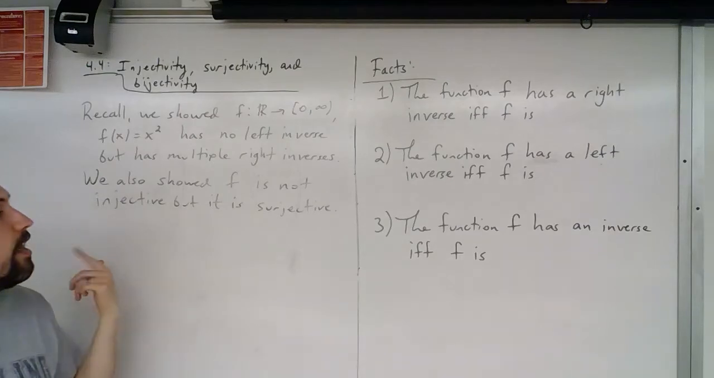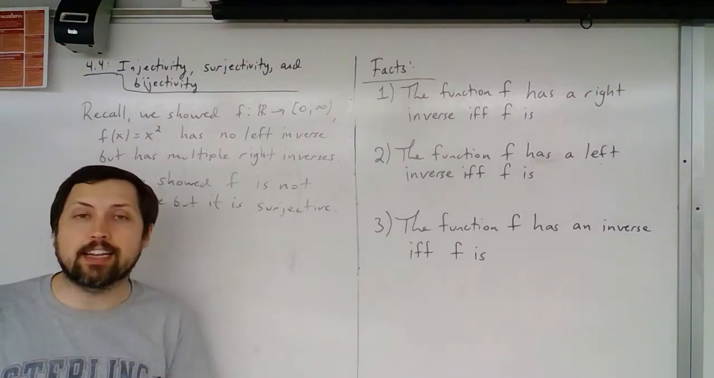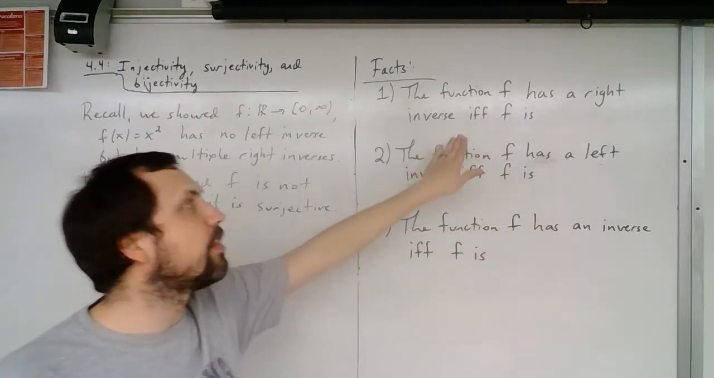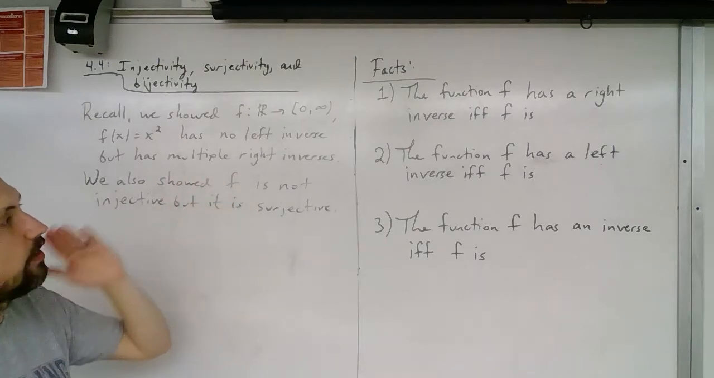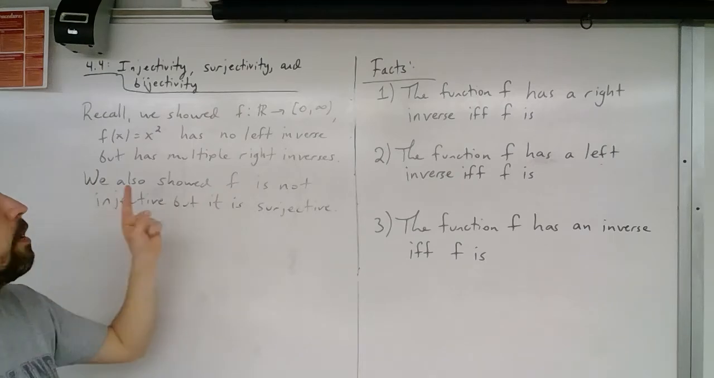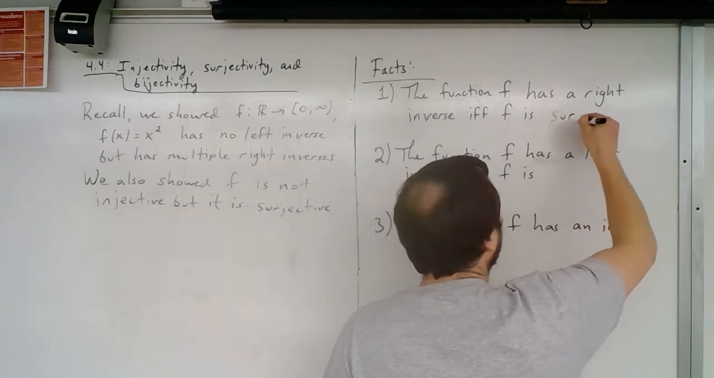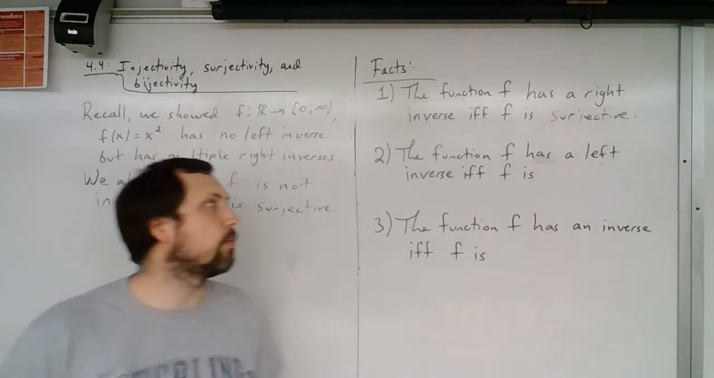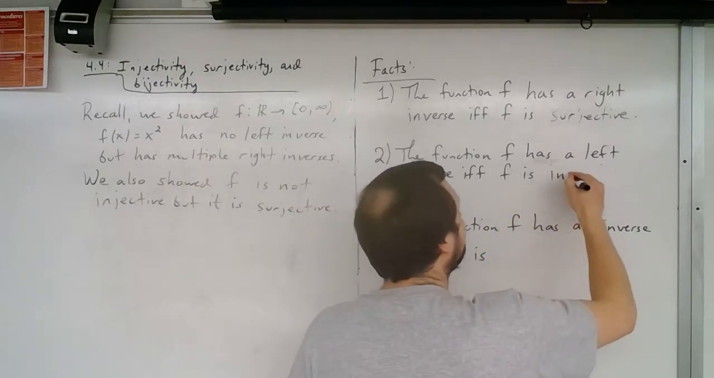Now, we also just showed that this same function with the same domain and codomain is not injective, but it is surjective. So if we go over here about some facts, the function f has a right inverse if and only if f is what? Looking at this example, no left inverse, does have a right inverse, not injective, but it is surjective. So this is going to be f is surjective. Here the function f has a left inverse if and only if f is injective. Right, exactly. Injective.